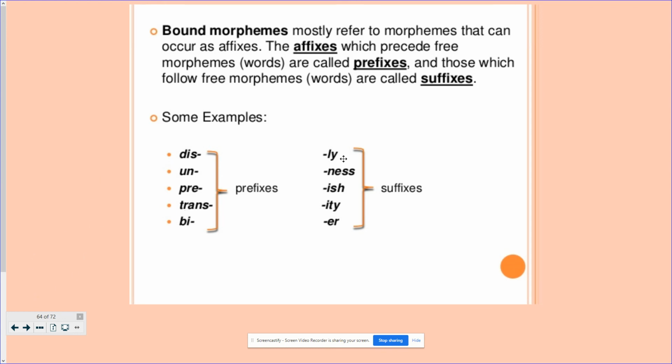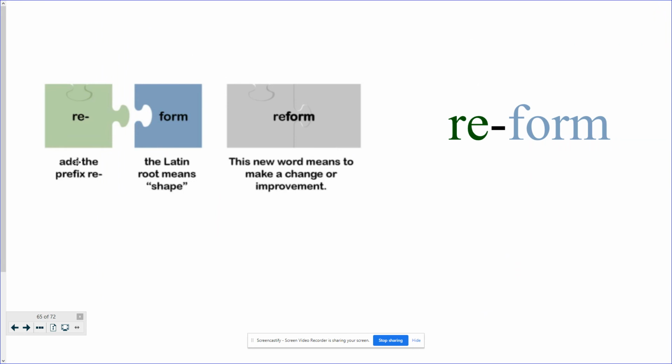So we're going to be looking at those today: prefixes, roots, and suffixes, like we've been looking at for the last couple of weeks. So let's look at the word reform. As prefix, re means again. And here's your root word, form. So reform, to make a change or improvement to it. So to do it again, to form it again.